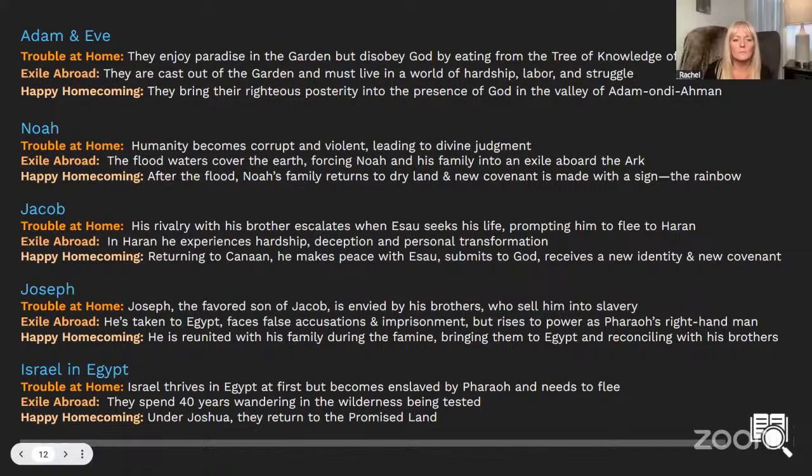Okay, so Adam and Eve are one that I thought was interesting to start with because they start off in the garden and through disobedience and partaking of the fruit, they're cast out, or exiled. And then they have this wilderness journey, right? Where they labor and struggle, but they also come to terms with who they are and figure out what they're supposed to be doing. And I had a hard time figuring out what their happy homecoming was actually.